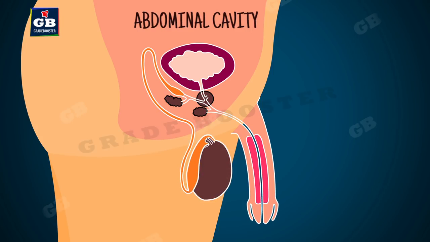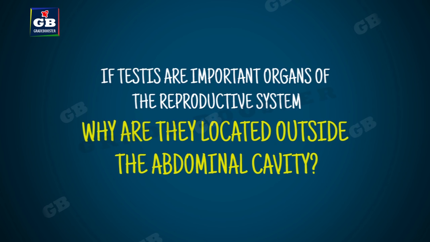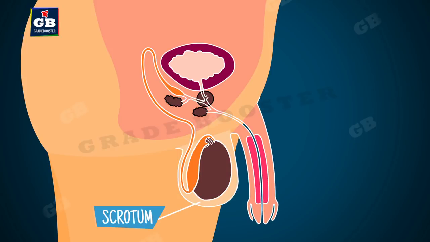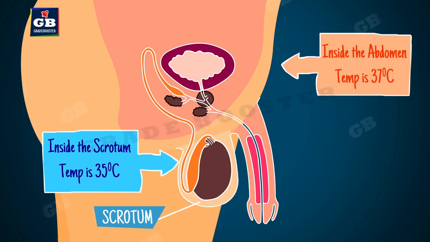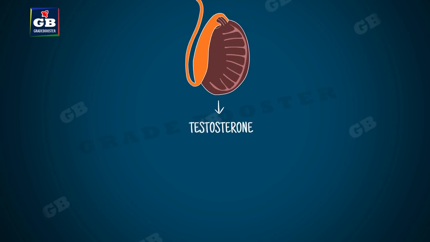They are present outside the abdominal cavity in a sac-like structure called scrotum. If testes are important organs of male reproductive system, then why are they located outside the abdominal cavity? Because sperm formation requires a lower temperature than the normal body temperature. Testes also produce a hormone called testosterone.